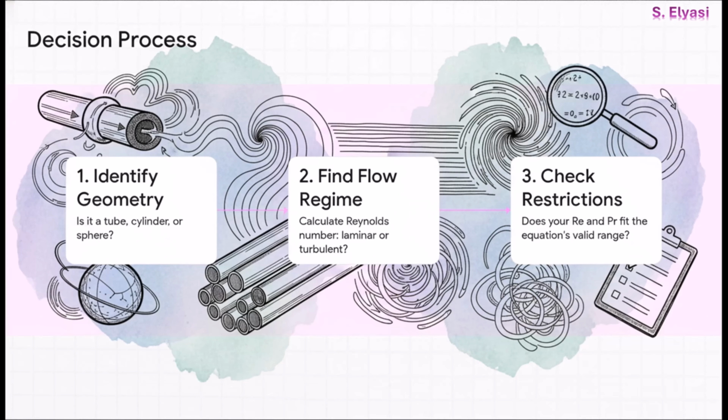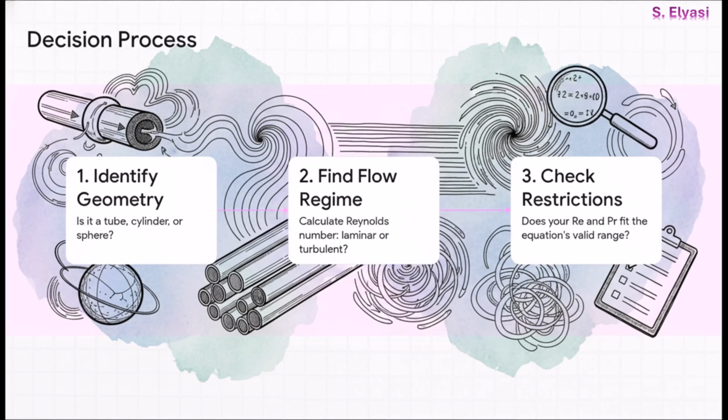First, what's the geometry? Are we flowing inside a pipe, or is it flowing across a cylinder? That question alone will knock out most of the options in tables 6 to 8. Second, what's the flow regime? You calculate the Reynolds number. Is it laminar or turbulent? Boom, now your options are even smaller.